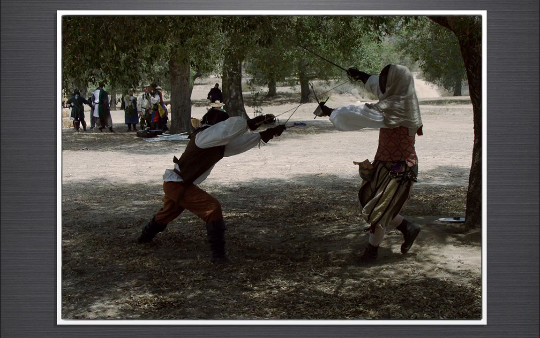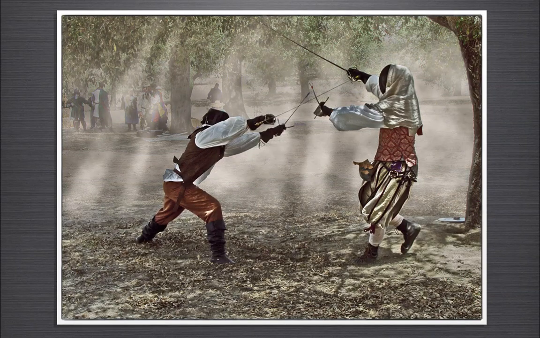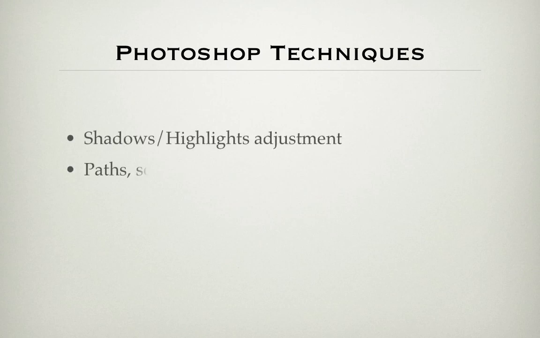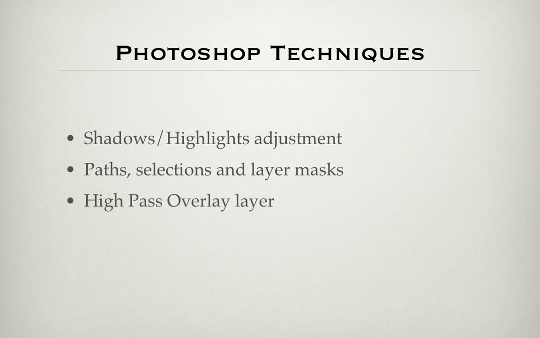We're going to go into Photoshop to examine step by step the process that gets me from here to here. Along the way, we'll be learning about the shadows highlights adjustment, paths, selections, and layer masks, using a high pass filter on an overlay layer to snap the highlights, how to use the clouds filter to create dust, and use a screen layer to create beams of light. Okay, so take a deep breath, turn off your phone, and let's begin.